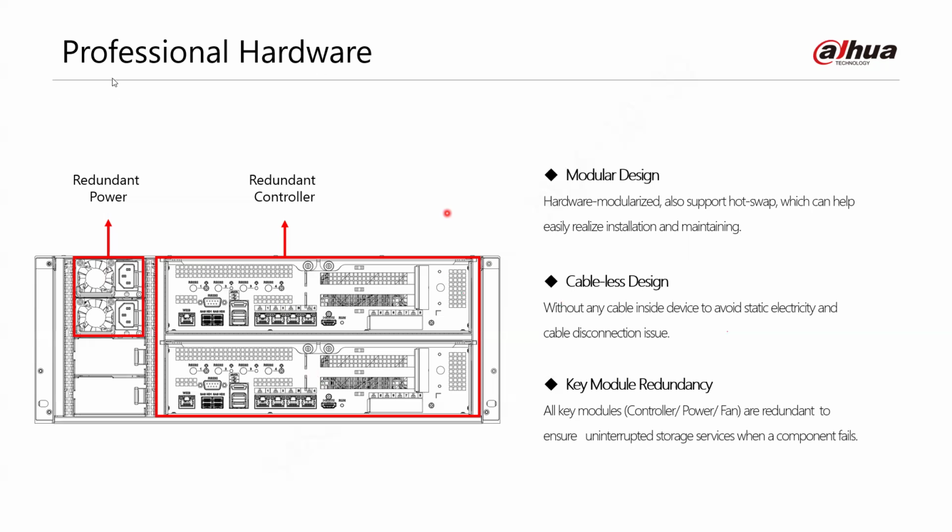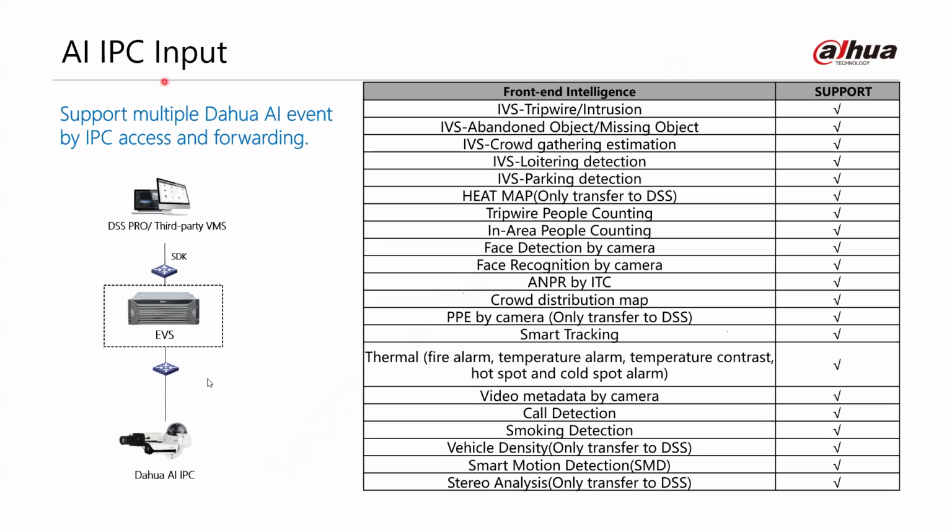An example of an AI input, IPC input, is our AI IPC, for example the WizMind 5 and WizMind 7 IPC series that support multiple AI functions. All these are connected directly to the EVS. Then this EVS is added to the DSS Pro, to support both private devices, such as our products, and third-party devices. This is one way to support multiple AI events by IPC access and forwarding the data to different locations.